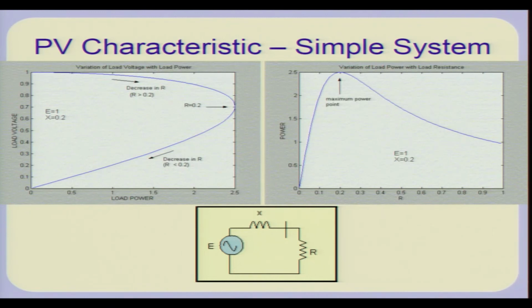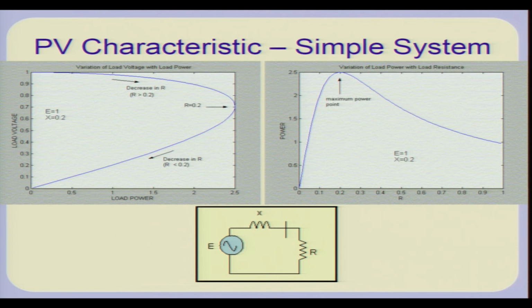Now, one interesting phenomenon is voltage instability. This voltage instability occurs because of a kind of selfish load which tries to draw power from a system which is unable to cater to the kind of demand being made by the load.